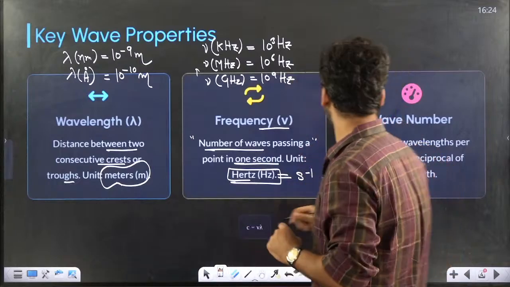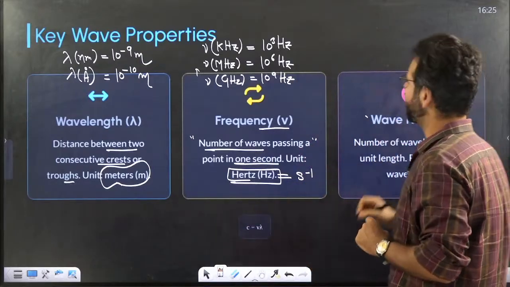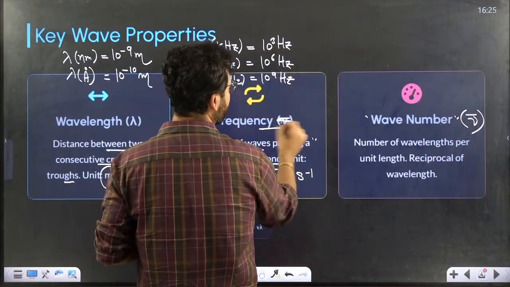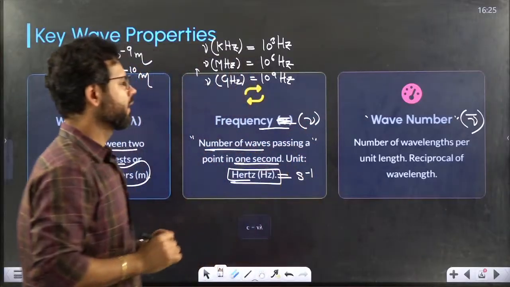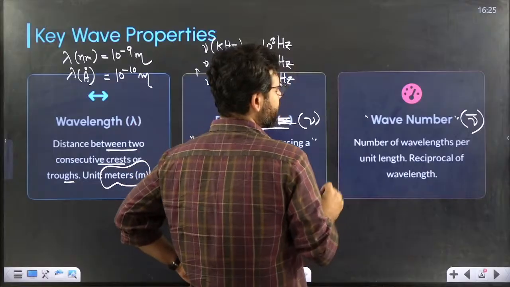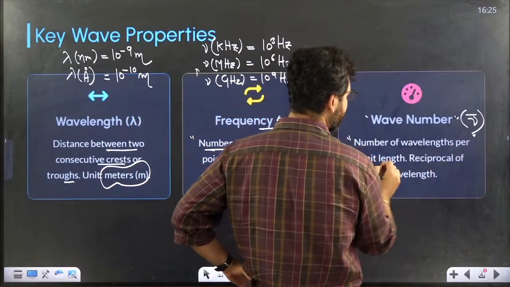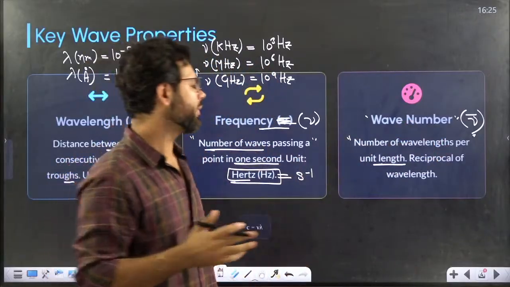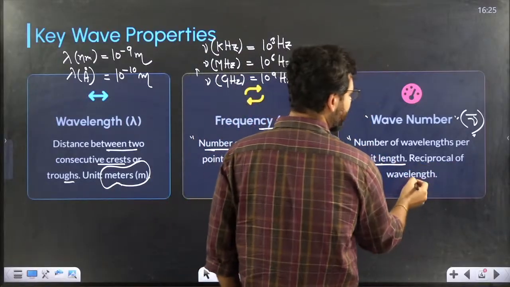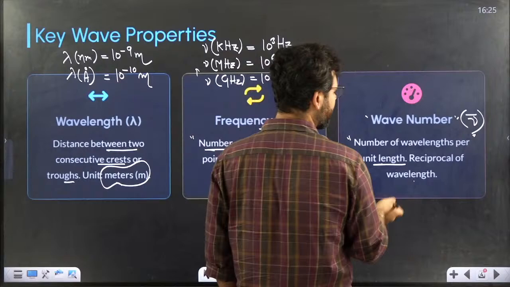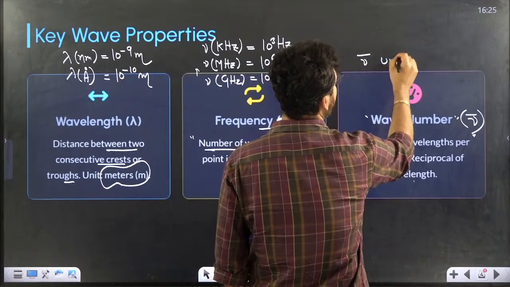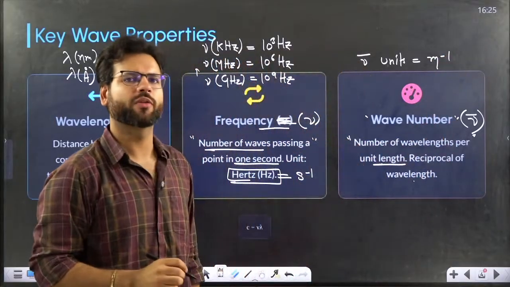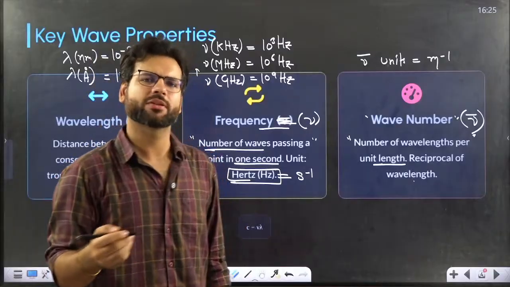Okay, we'll see that. Next is wave number. Wave number is represented by nu bar. This is represented by nu, it is not V, the symbol is like this. Wave number means how many waves are present per unit length. So if I draw a 1 meter line, how many waves will be in that 1 meter line? Its formula is 1 by lambda. Again, by the unitary method, you can solve this as well. So wave number will have units of meter minus 1 or centimeter minus 1 and so on.